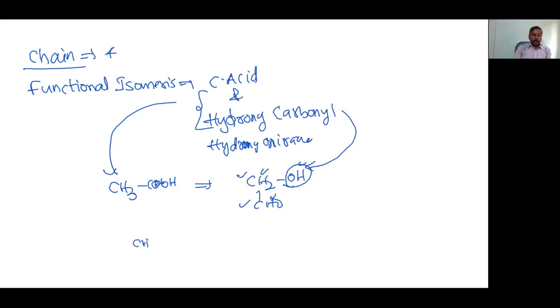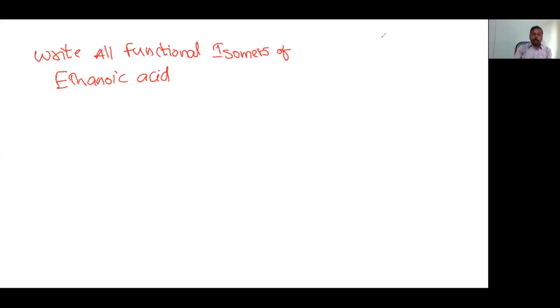Next, suppose CH3CH2COOH can also be written as CH3COOCH3. So that means we can write it as an ester also. Functional isomers of carboxylic acids are esters also. Question: write all functional isomers of ethanoic acid. Acetic acid is also called ethanoic acid, CH3COOH. You can try, otherwise I will tell you.